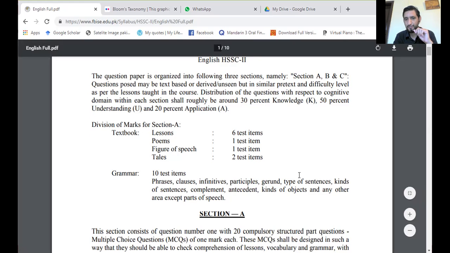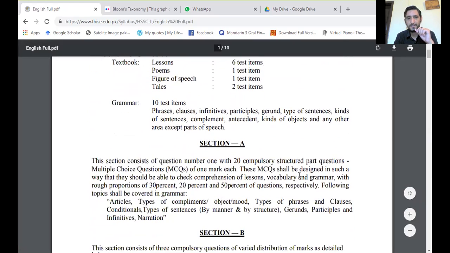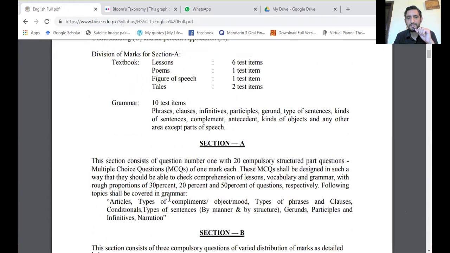The first part is the objective type, structured response questions. So these are MCQs. These MCQs shall be designed in such a way that they should be able to check comprehension of lessons, vocabulary, and grammar with roughly proportions of 30% for comprehension of lessons, 20% for vocabulary, and 50% grammar. It's for section A only.